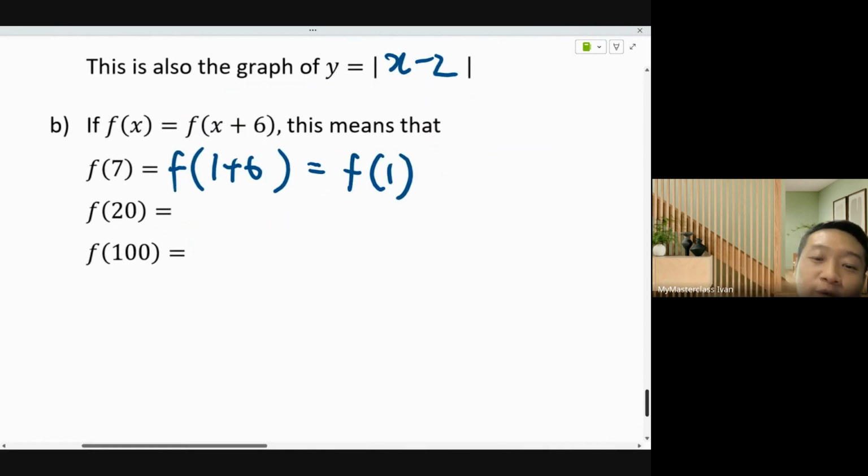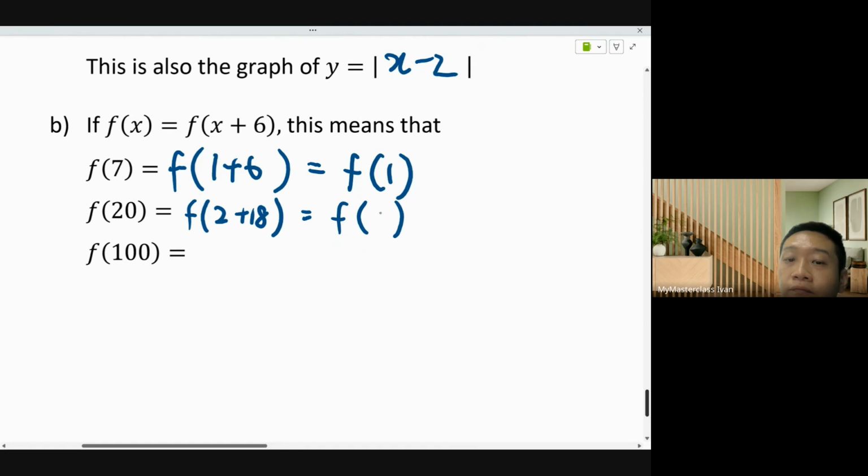Okay? So f(20), give me a multiple of 6 that is very close to 20, Josh. 18 plus what? So this is 2 plus 18. So it's the same as f of what? 2. Okay, 100 is 4 plus 96. So 96 is divisible by 6. So Josh, it is the same as f of what? F(4).